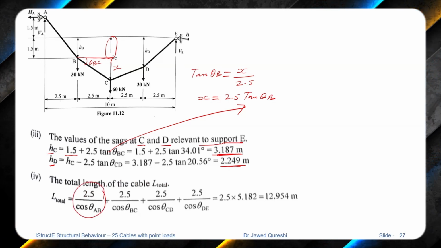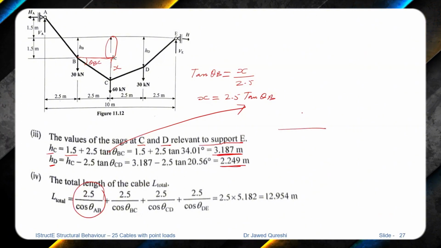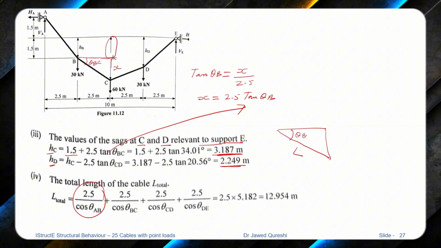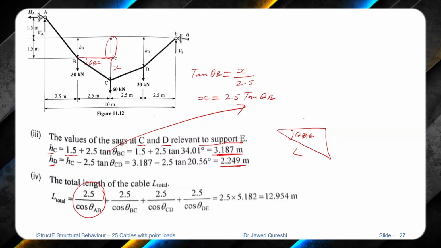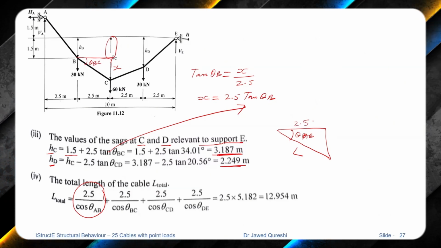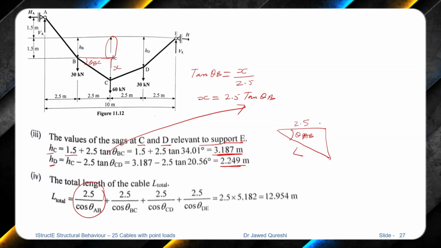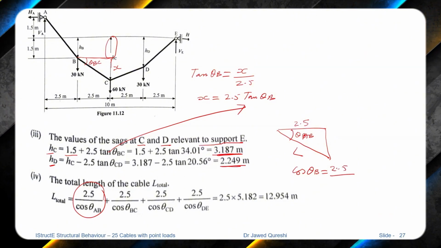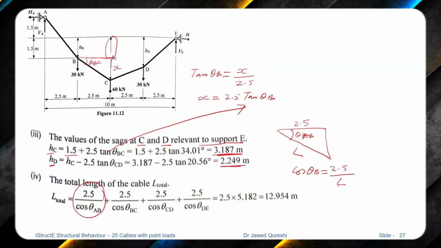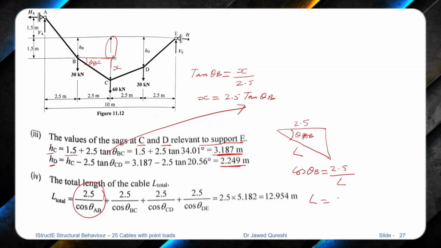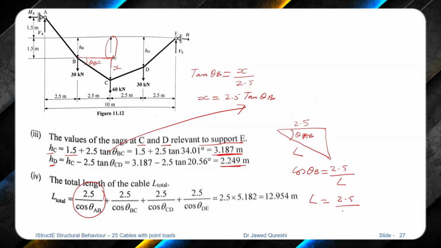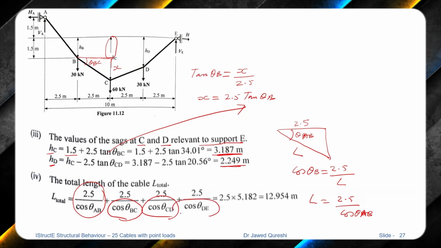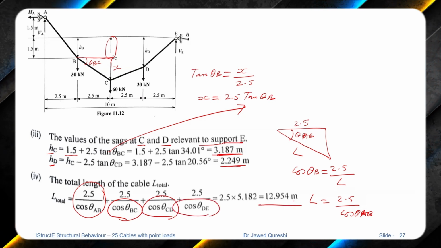And how did we come up with this one? If we have a triangle, so this is the length of the cable, this is angle, for example theta AB, and this is the horizontal value, which means 2.5. So if I say cos theta AB will be equal to adjacent, which is 2.5, divided by hypotenuse, which is L. And if you rearrange this, L will be equal to 2.5 divided by cos theta AB. And similarly cos theta BC, CD and DE. From here we work out the total length of the cable.